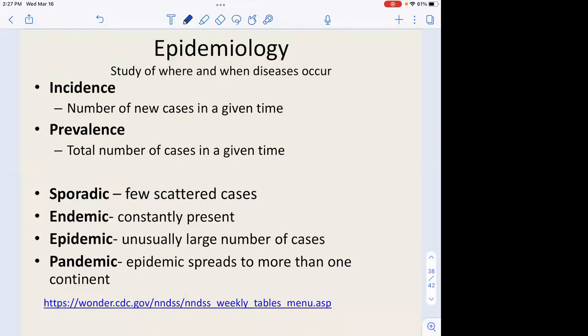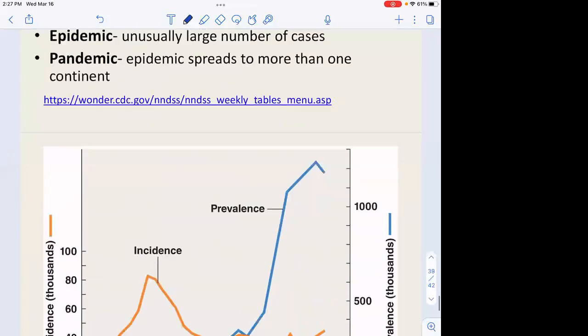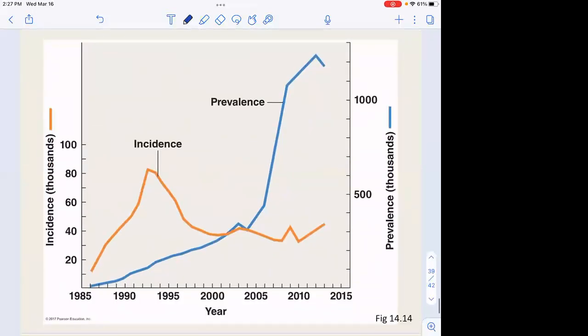There are some terms that we use to describe the occurrence of disease, and those are incidence and prevalence. When we talk about the incidence of disease, that means the number of new cases in a given time. And the prevalence is the total number of cases in that same given time. So here's an example. This is a chart that your book gives you. It's the incidence and prevalence of AIDS.